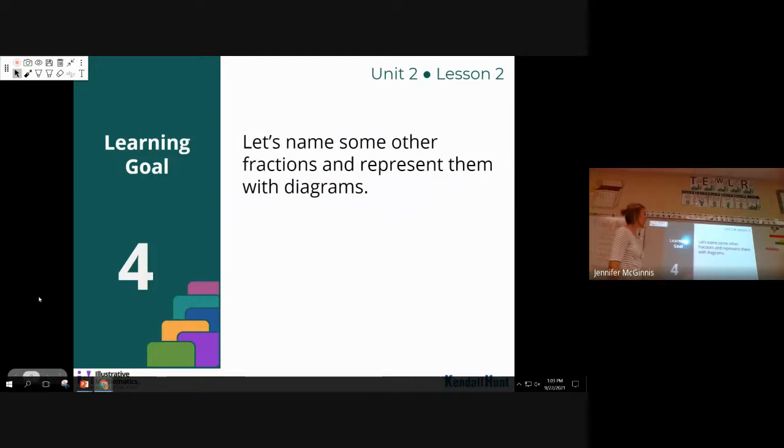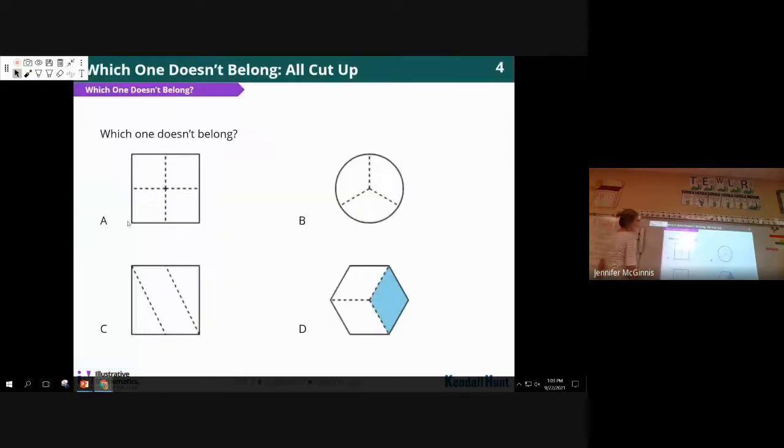Let's name some other fractions and represent them with diagrams, shall we? Yes, we shall. Which one doesn't belong? Take a few moments to think. Think first. Which one doesn't belong?